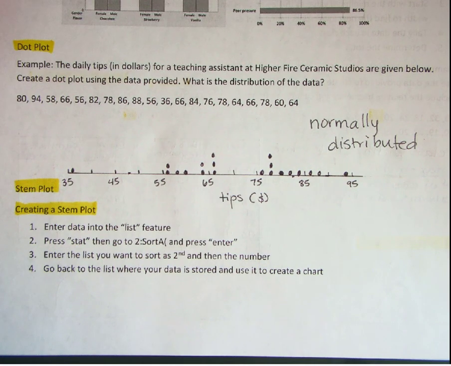In a stem and leaf plot, your data set is sectioned off to where the very last digit creates your leaf and the first digit or digits are your stem. Let's look at an example.